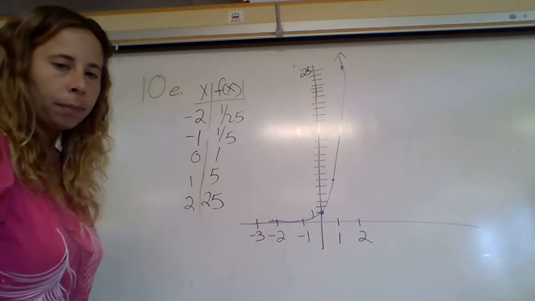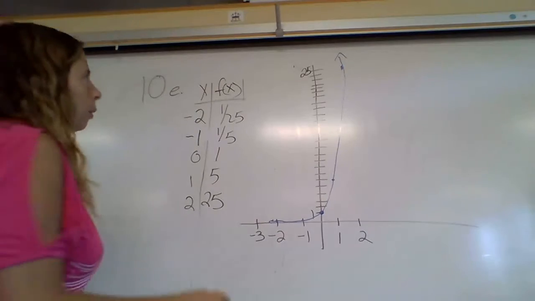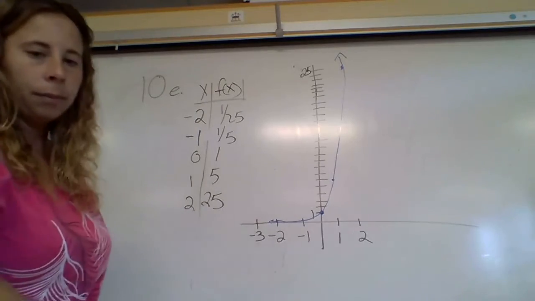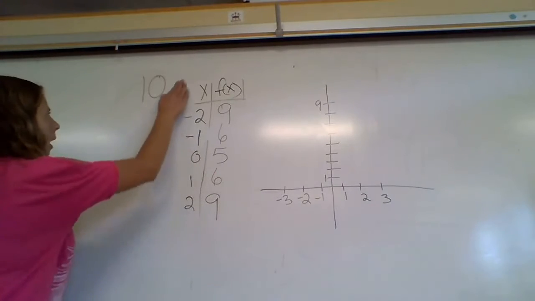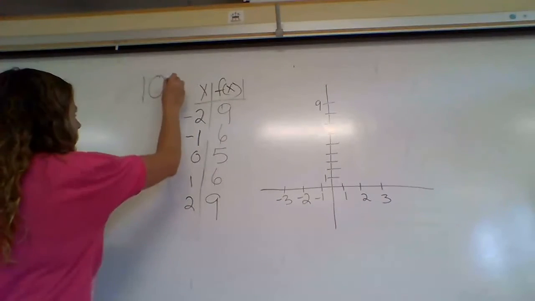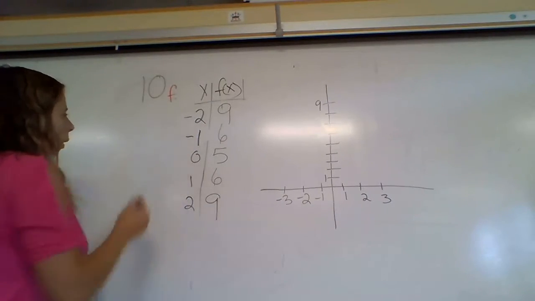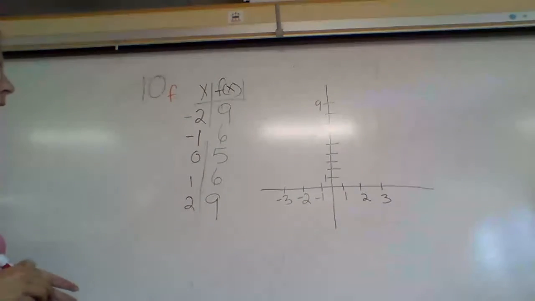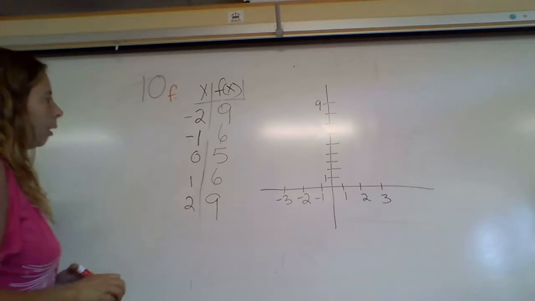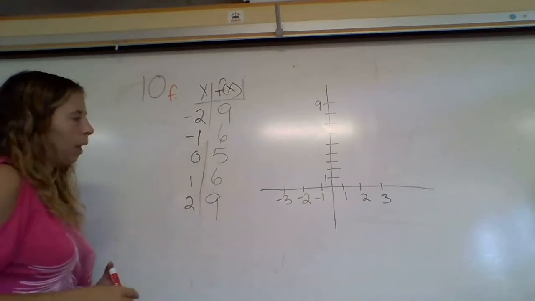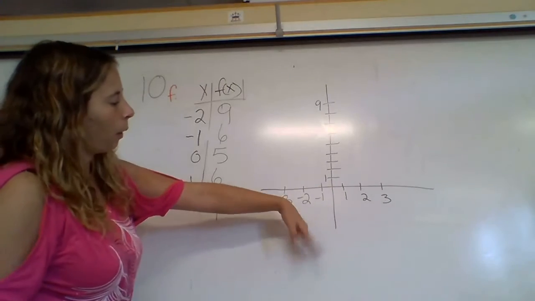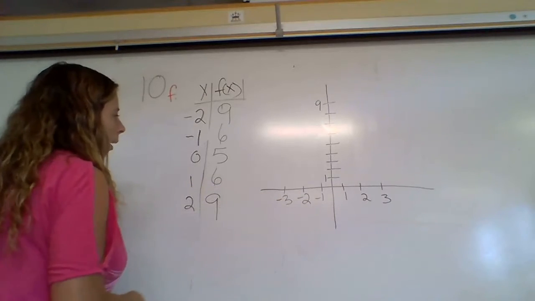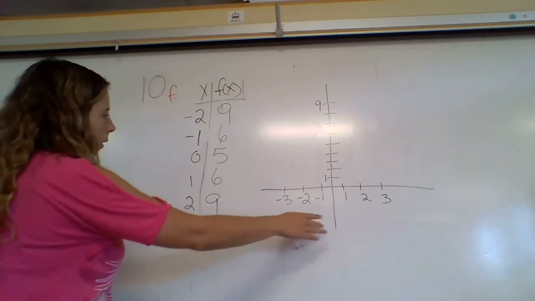All right. Oh, and then you would write your explicit equation above it. This is 10F. So now you're graphing your quadratic one. So once again, draw your graph. There are no negative y values. So that's why I didn't even bother labeling down there. But you do have negative x values and positive x values.